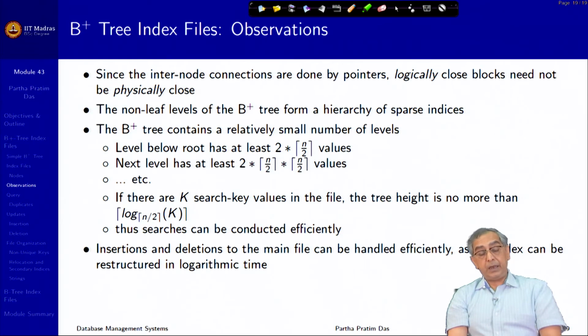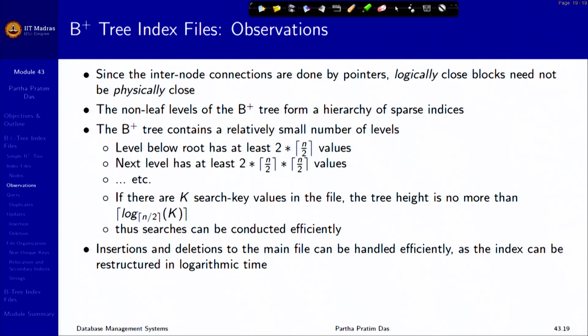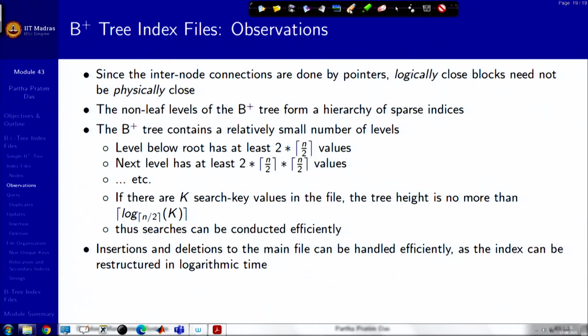So, you see that the internode connection is being done by the pointer. Whatever is logically close does not need to be physically close. Logical closeness is what we need for answering queries, where values are close and so on. Physical closeness we needed for the index sequential file to put the things together. Here, by very efficient use of pointers, we are able to get rid of that physical logical contradiction. If you look at the non-leaf levels, conceptually these are basically sparse indices.